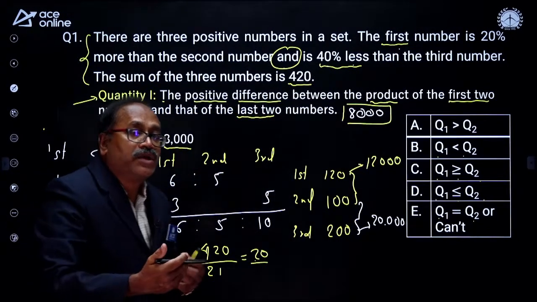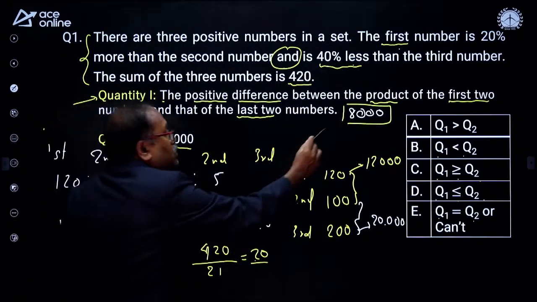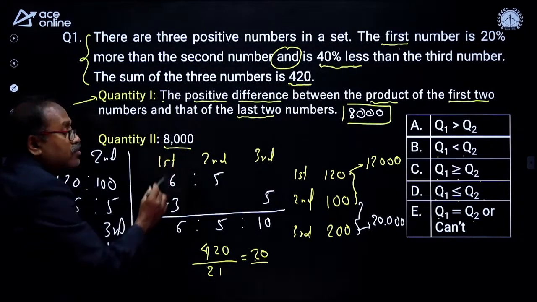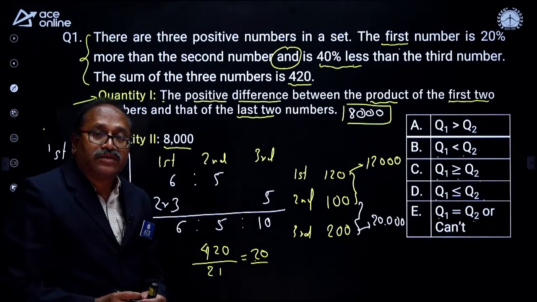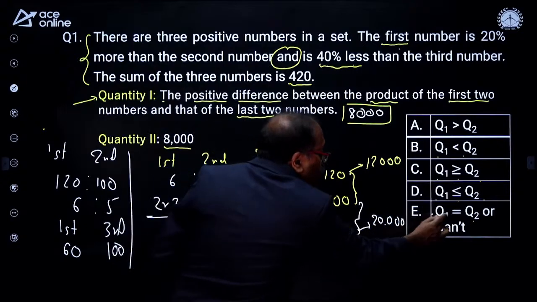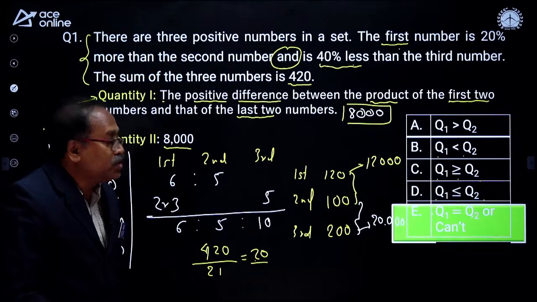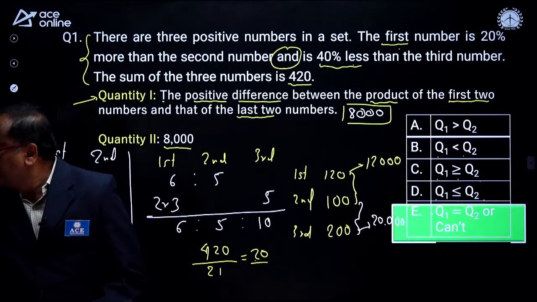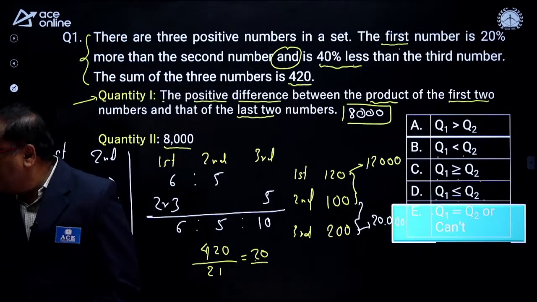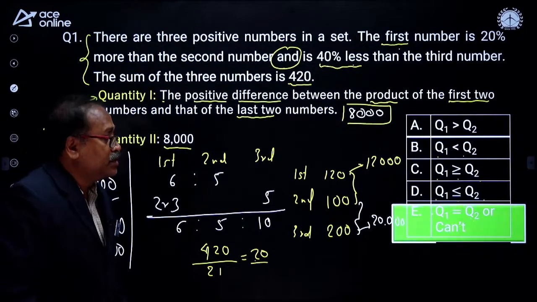Now you need to compare with Q1 and Q2. So my Q1 is 8,000 and Q2 is also given 8,000. So what should be your answer? Here Q1 is equal to Q2. Your option choice is E. Hope it is clear, my friends.